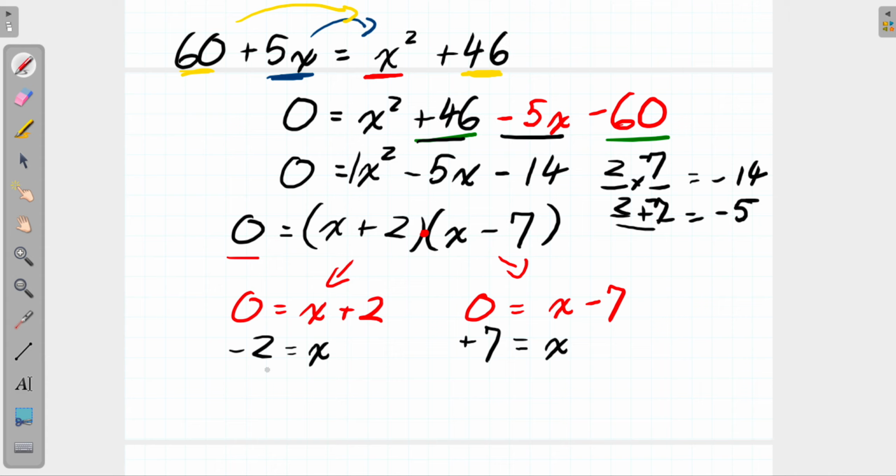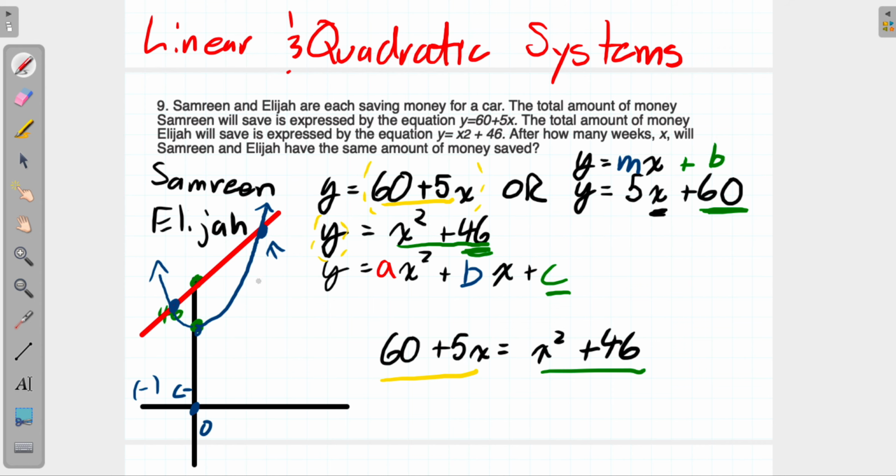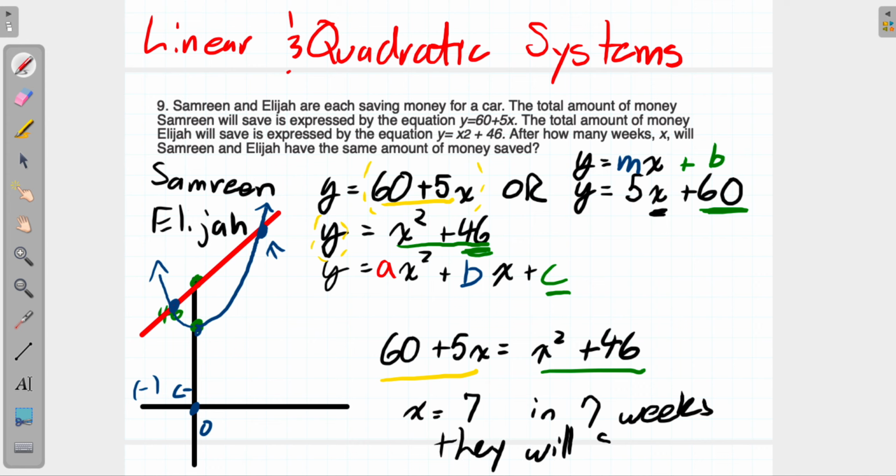Now, we said we'd get a negative answer, and we did, but we said that that's going to be illogical. It wouldn't be 2 weeks in the past that they save up to get the same amount, but it would be this one, which would make the most sense, 7 weeks into the future. So when we take a look at this, the answer is x is equal to 7, which means in 7 weeks, they will save the same amount. So there's our ending statement.